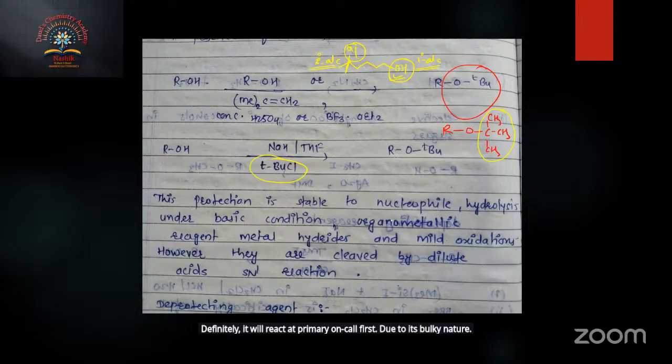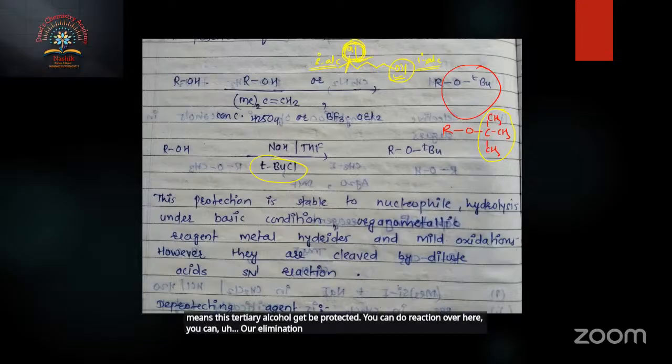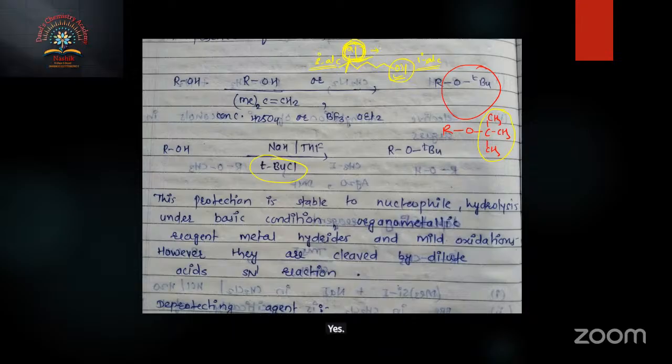Yes or no? So definitely it is going to react at the primary alcohol. If it reacts with the primary alcohol, definitely you get selectivity. Means this tertiary alcohol gets deprotected. You can do a reaction over here. You can have an elimination reaction over here. You can have another electrophilic substitution, or you can have another cyclization reaction over here.